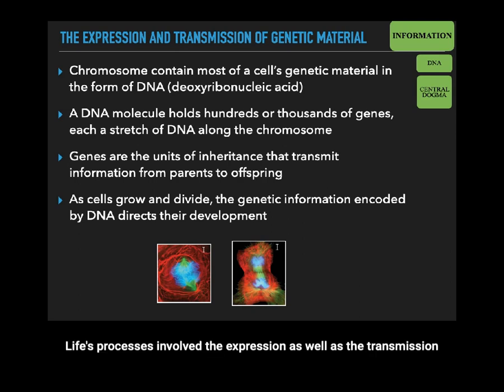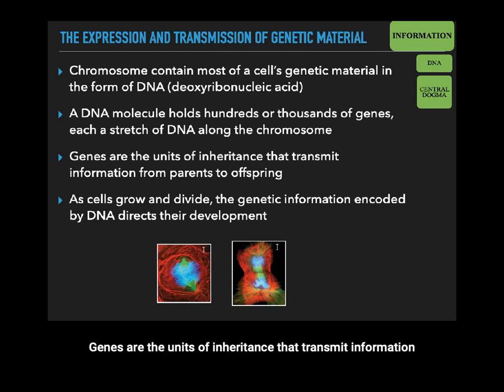Life's processes involve the expression as well as the transmission of genetic material. Chromosomes are a structure within the cell that contain most of the cell's genetic material in the form of DNA. Chromosomes are just DNA that's been tightly packed around some proteins and folded. A DNA molecule holds hundreds of thousands of genes, each a stretch of DNA along the chromosome.